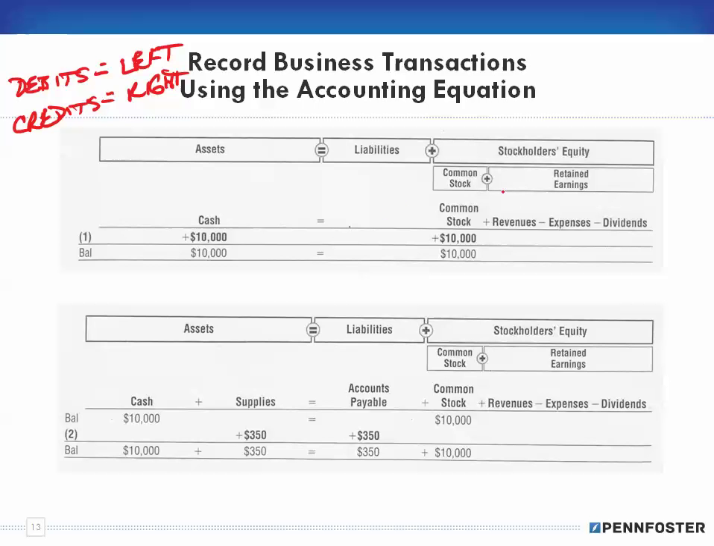Somebody comes along and they want to invest, so they buy $10,000 worth of stock, right? Well, in order to do that, they have to give the business $10,000 in cash. Well, cash is an asset, and that's why it's listed under the assets there, and it's an increase, because our cash went from 0 up to 10,000, right?